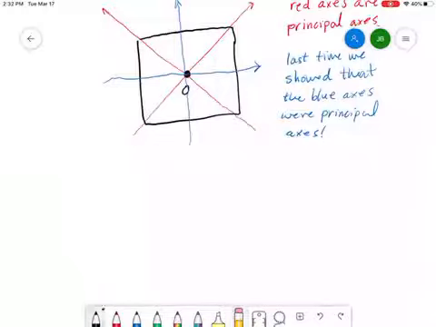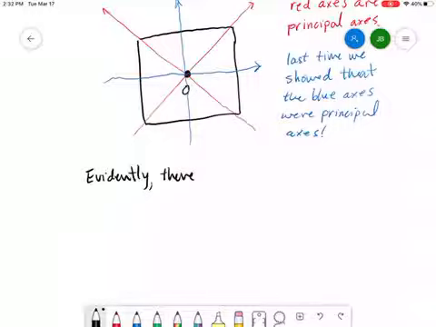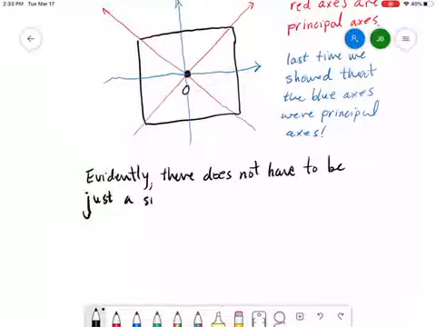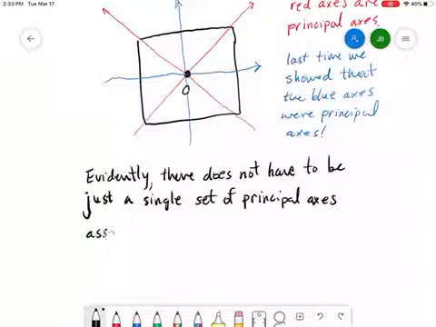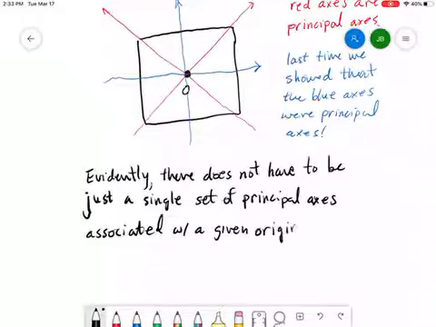So evidently there does not have to be just a single set of principal axes associated with a given origin. Okay, good.